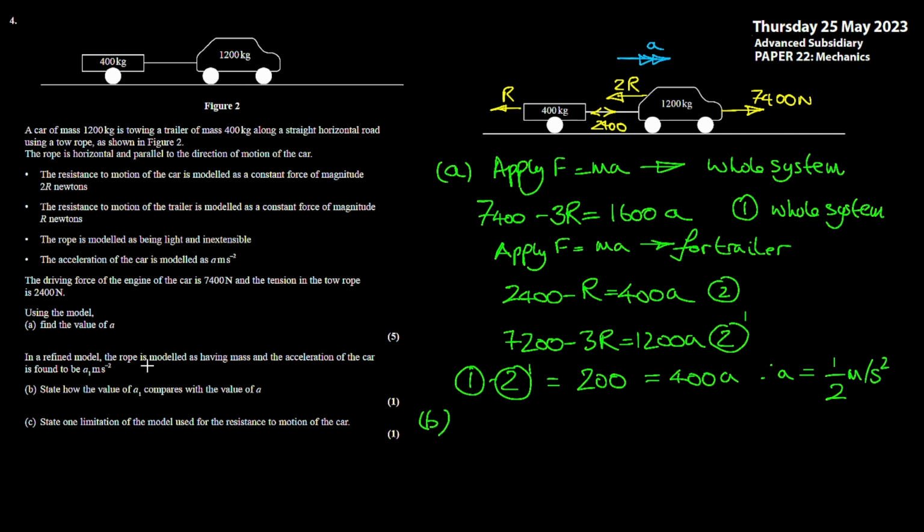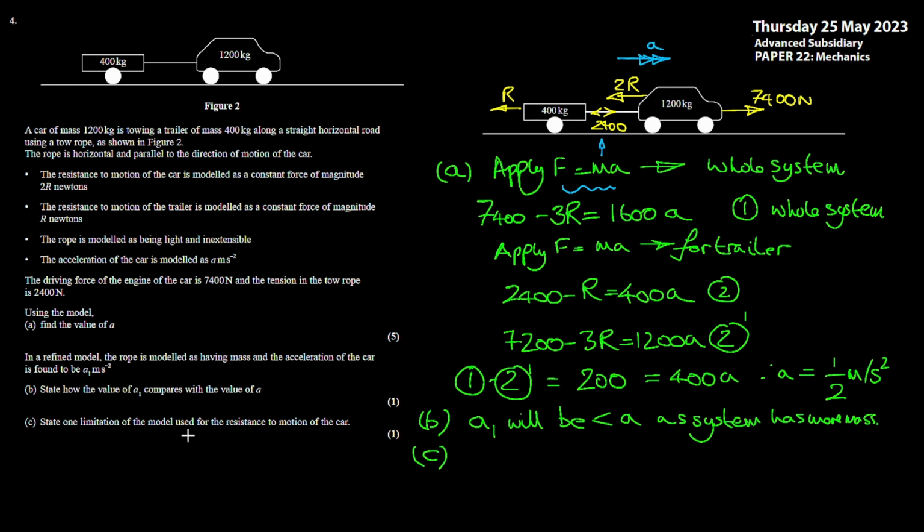Now in part B, the rope between the car and the trailer has now been exchanged for a rope with mass, and the acceleration of the car is now found to be A1. State how the value of A1 compares with the value of A. Well, if the car and the trailer conditions remain the same, the whole system has more mass. So if the whole system has more mass, and F remains the same, the acceleration will be less. And that's it, really.